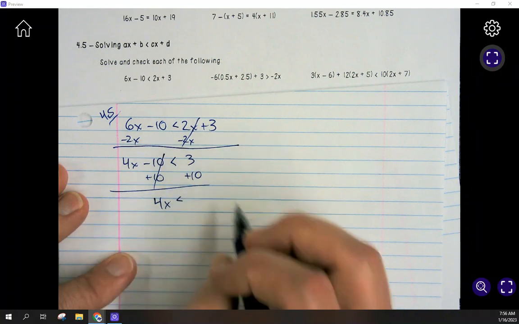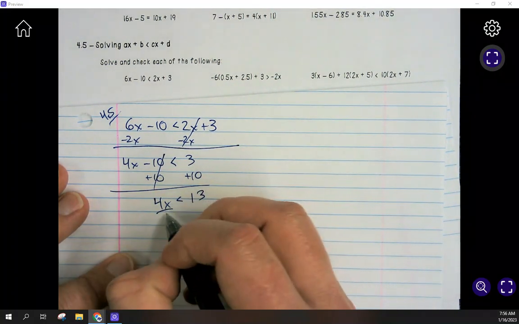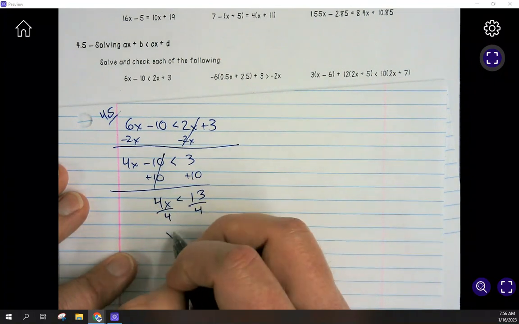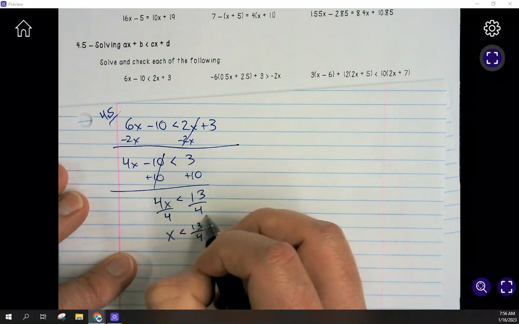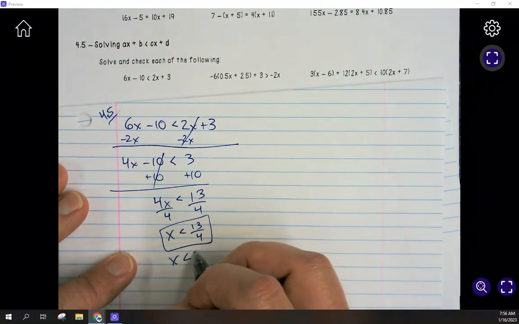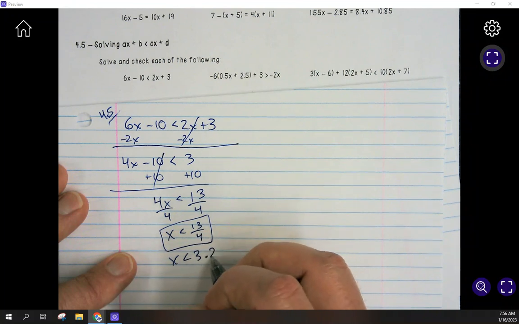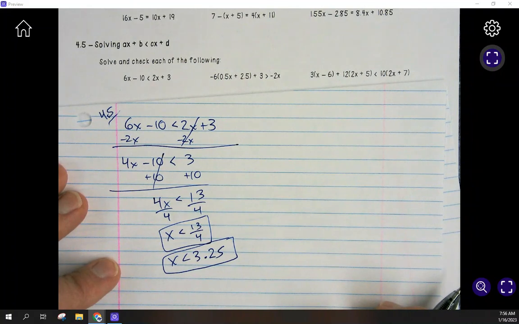4x is less than 13. Divide by 4, no flip. Now, that's not going to divide nicely, so you could leave it as a fraction like this, or you could turn it to a decimal, which is probably easier to work with if you're going to go through your check. 2 checks again.